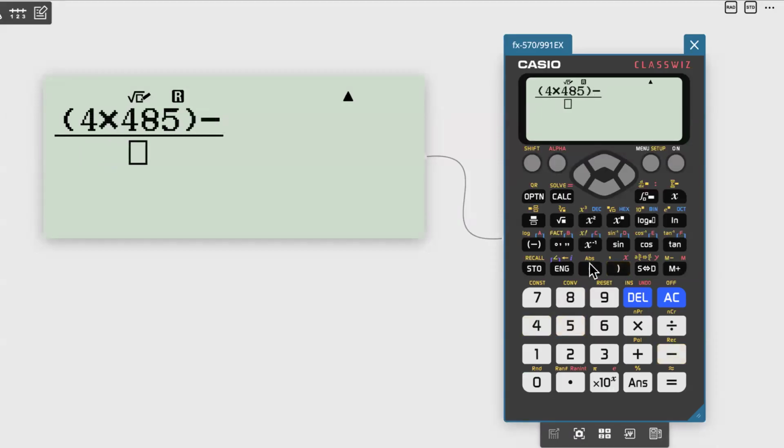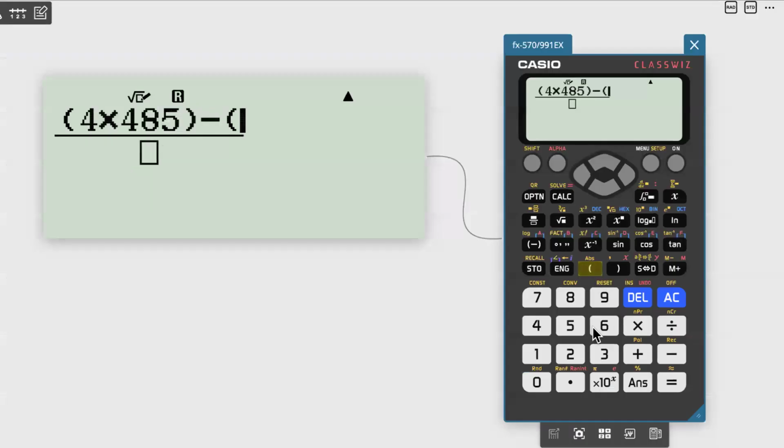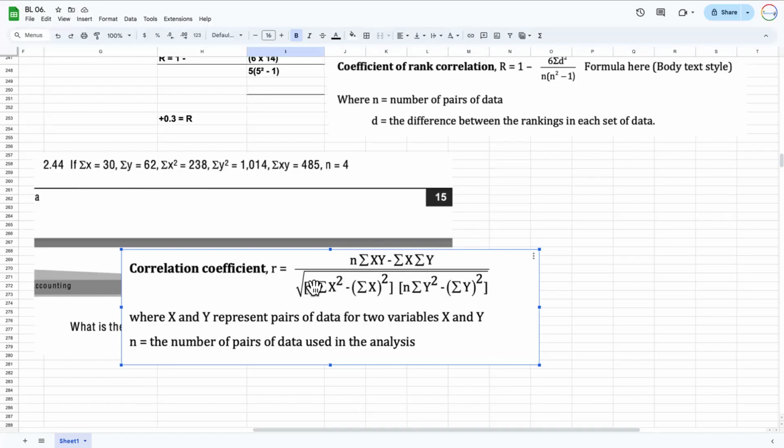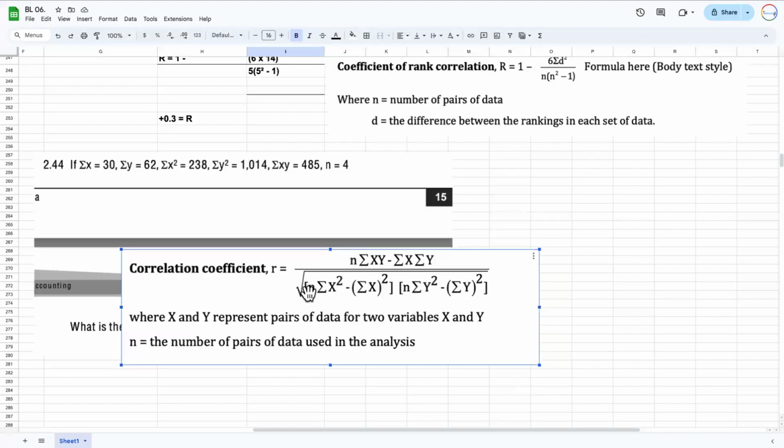Then again, sigma x into sigma y. Sigma x is 30 and sigma y is 62. So 30 into 62. Close the bracket. That's it, and fully squared, right? We have to put the squared first, within that square root. Square root. We are having two pairs of data.